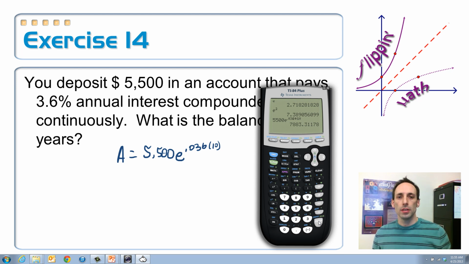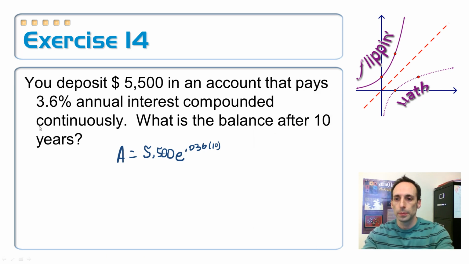We'll have to round that to the nearest cent. So $7,883.31, and that's the most that bank account could possibly get at that interest rate. Remember, that's the limit that bank account could possibly reach when it's continuously compounded interest.